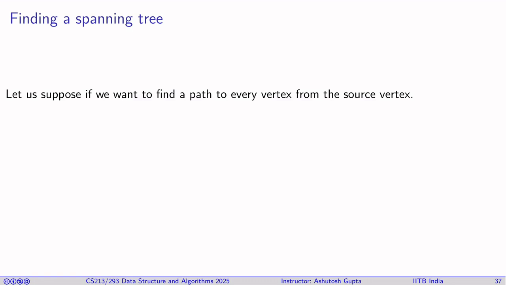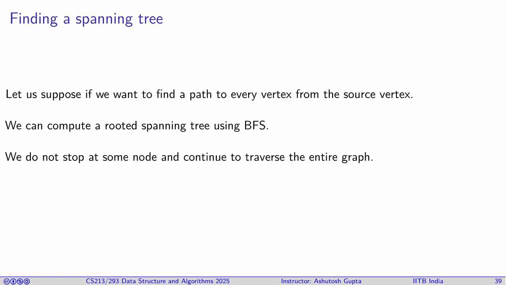So let's suppose we want to find the path to every vertex from a source vertex, and we can compute a rooted spanning tree using BFS. In our earlier version, we stopped when we encountered a specific node that we were looking for. Instead of that, we just keep exploring the entire graph until the BFS stops on its own.